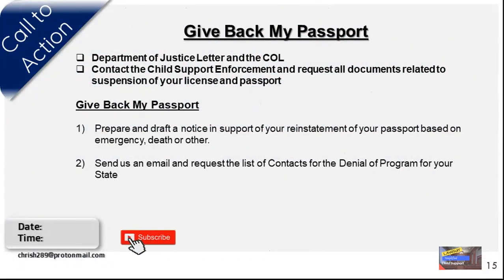This brings us to what we call our call to action. Outside of the steps we mentioned earlier, here's what we recommend. Get a copy of the Department of Justice letter and the COL form. Next, contact the Child Support Enforcement Office and request all documents relating to the suspension of your passport as well as your license. In the case of your passport, you're looking for the pre-notification form. That's the PON form. This is important to have. Once you have all your material, prepare or draft a notice in support of reinstatement of your passport based on either the emergency, death, or the other categories.